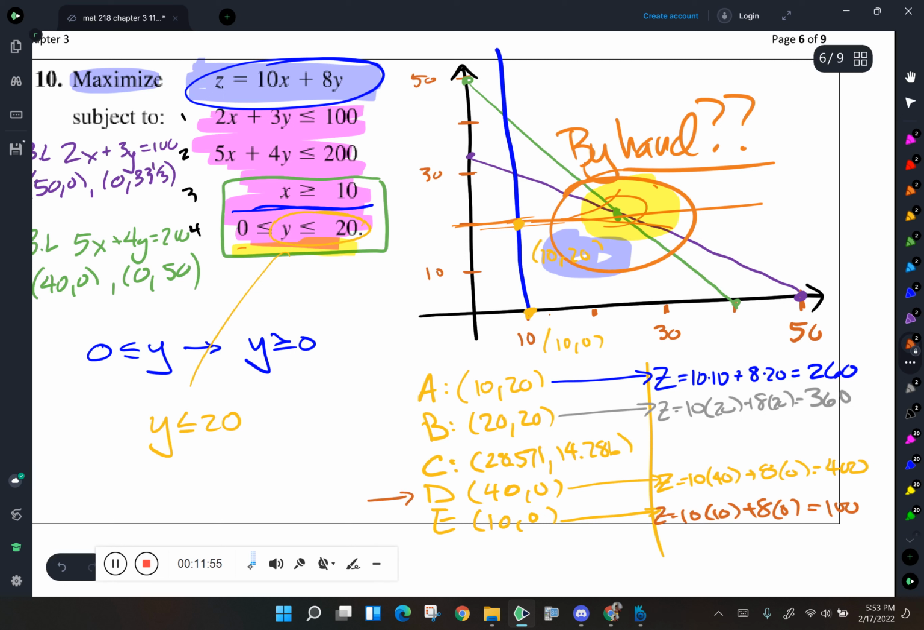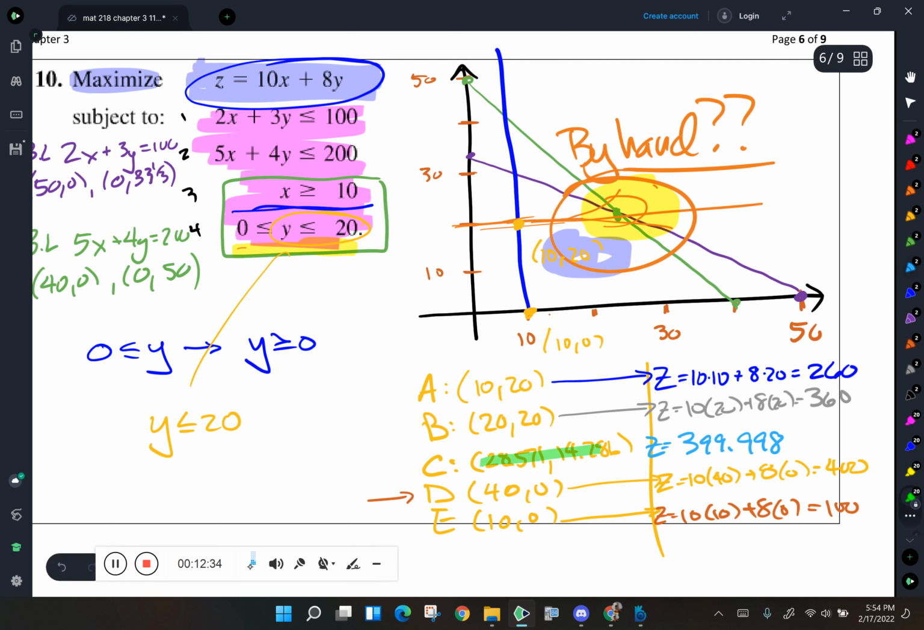So right now it's looking like D's the winner, but I've got to figure out C. Okay, C is going to be Z equals, and that's a calculator problem if I ever saw one. I've got to do 10 times 28.571 plus 8 times 14.286, and I get 399.998.